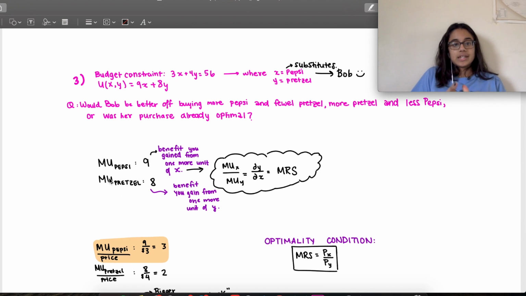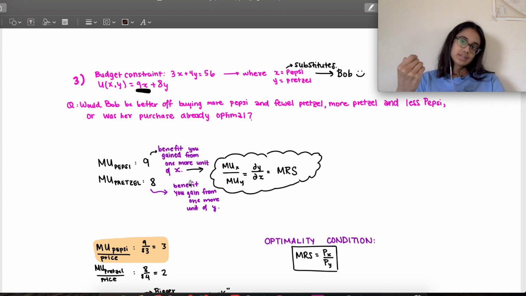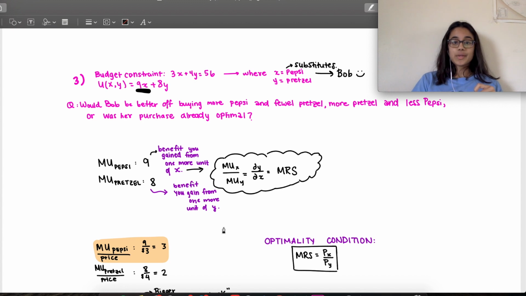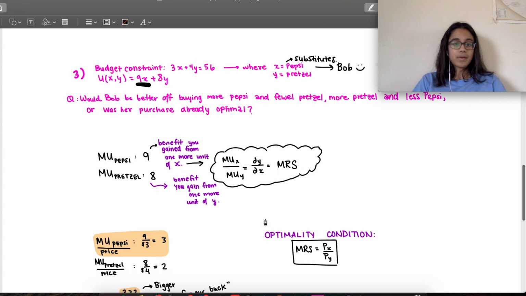The marginal utility of Pepsi, I went over this in the beginning of this video, is 9, because this is our partial derivative with respect to x. That is the benefit that you gain from one more unit of x. And the marginal utility of pretzels is 8, so that is the benefit that you gain from one more unit of y. Knowing this is very important too. That is where the slope of the indifference curve comes in, and that is equal to the MRS.